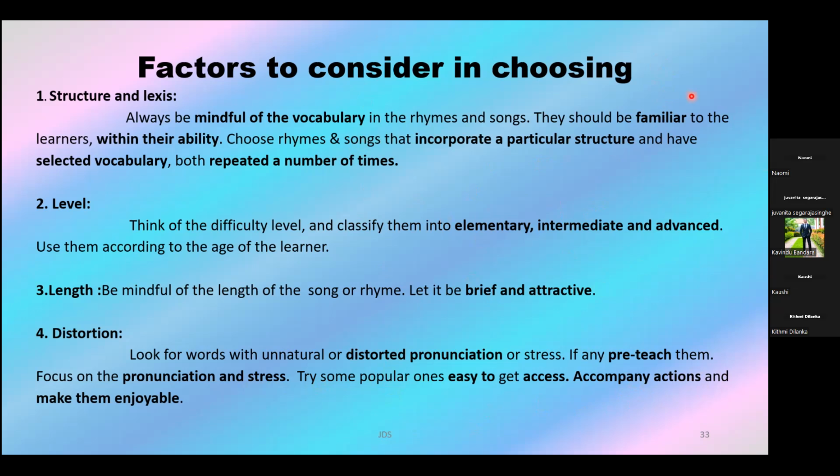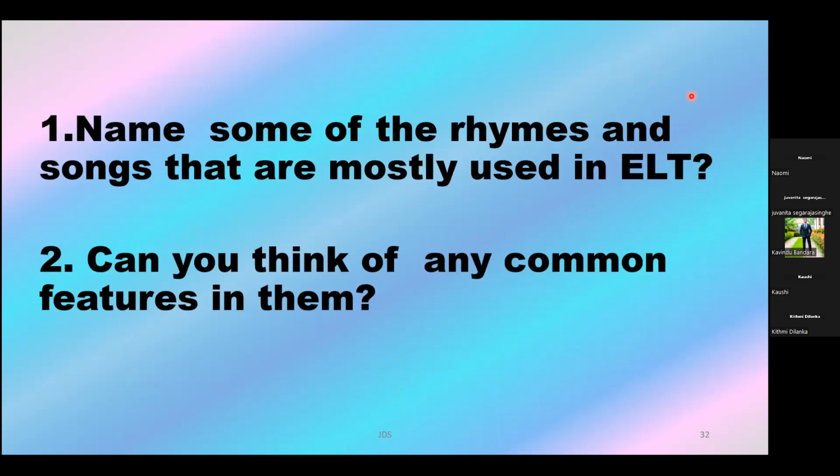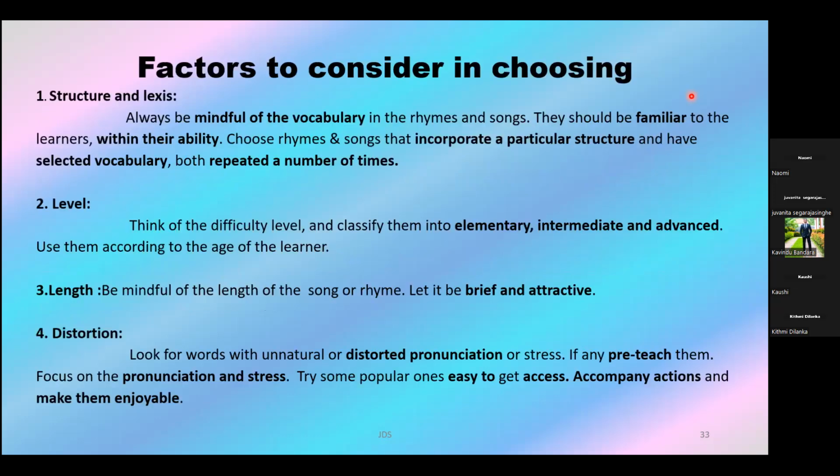Once again, go through the factors. What are the factors? Carefully go through it and tell me what are the 4 factors. By now you should have remembered. At least a few you should remember. What was the first one? Okay, read up. Once again, you read it.